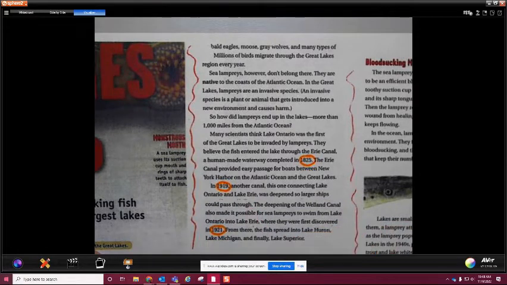Let's see. Another canal. It was deepened so larger ships could pass through. The deepening made it possible for sea lamprey to swim through, so that's cause and effect. So again, I'm doing that in that pink color because my pink color is for cause and effect and problem solution. Okay.